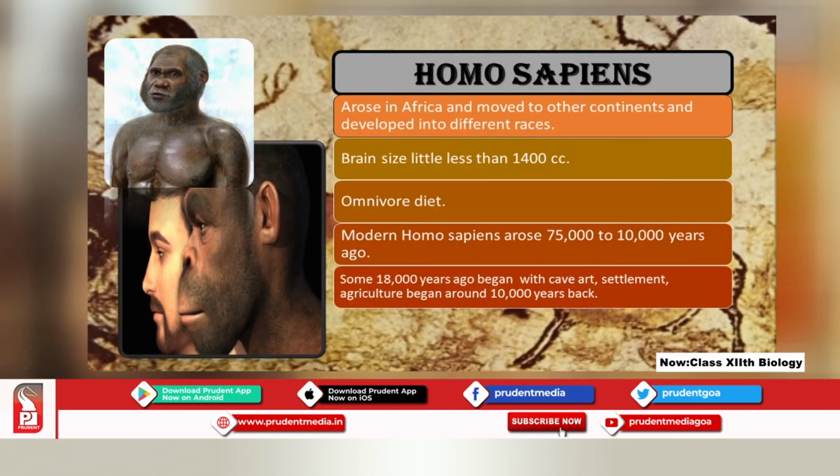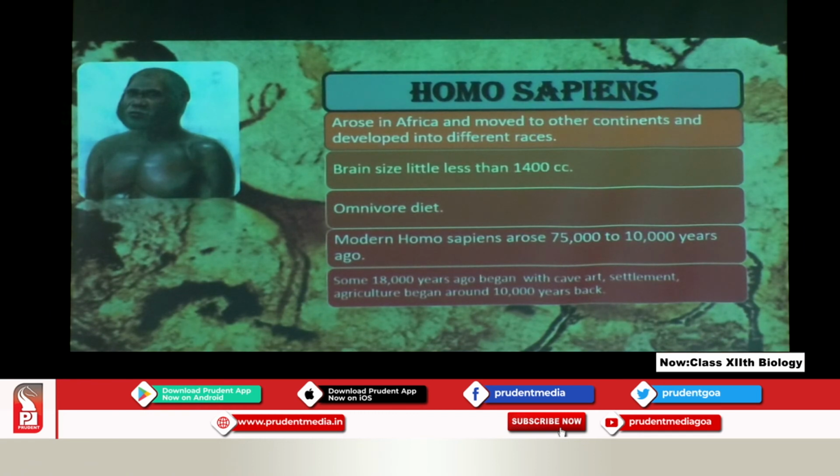But here they started indulging in other activities like building houses, and language was developed. Then some 18,000 years ago, they also started paintings and cave art, using different organic colors or carving with stones. Agriculture began 10,000 years back. So they learned different arts.